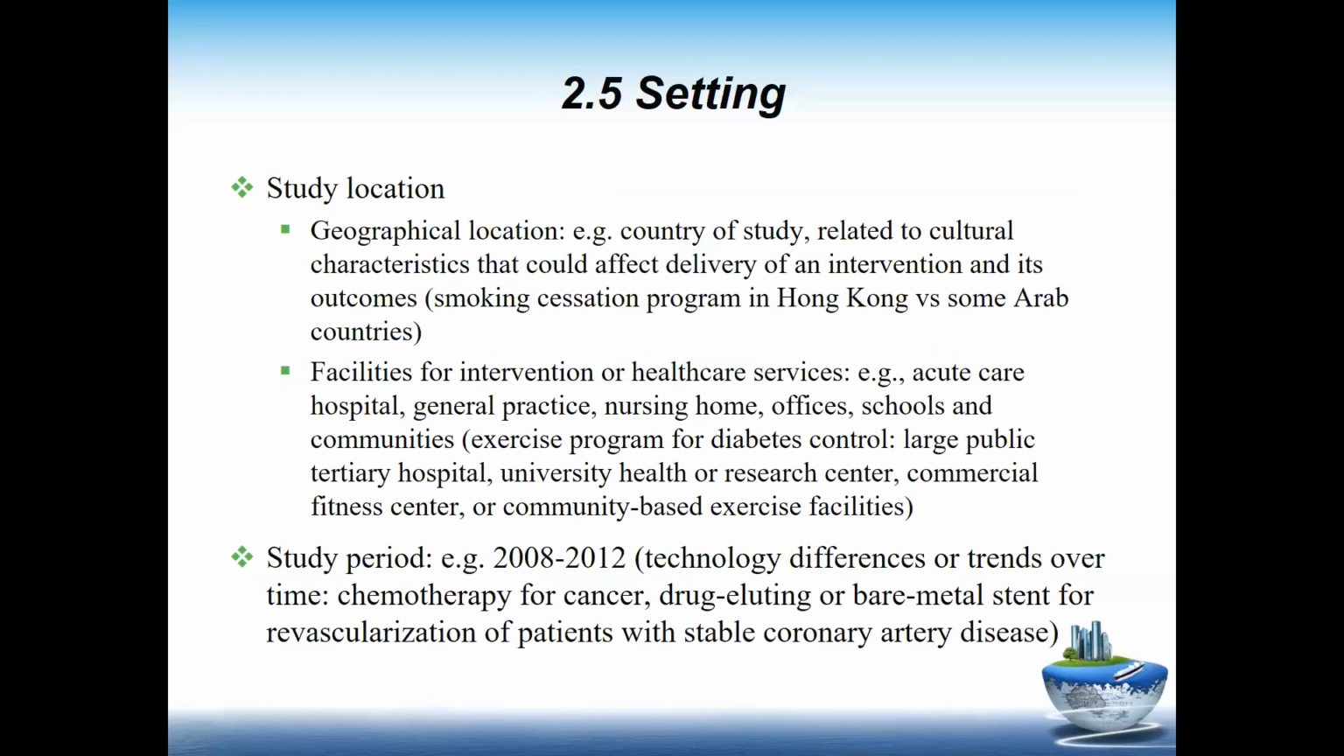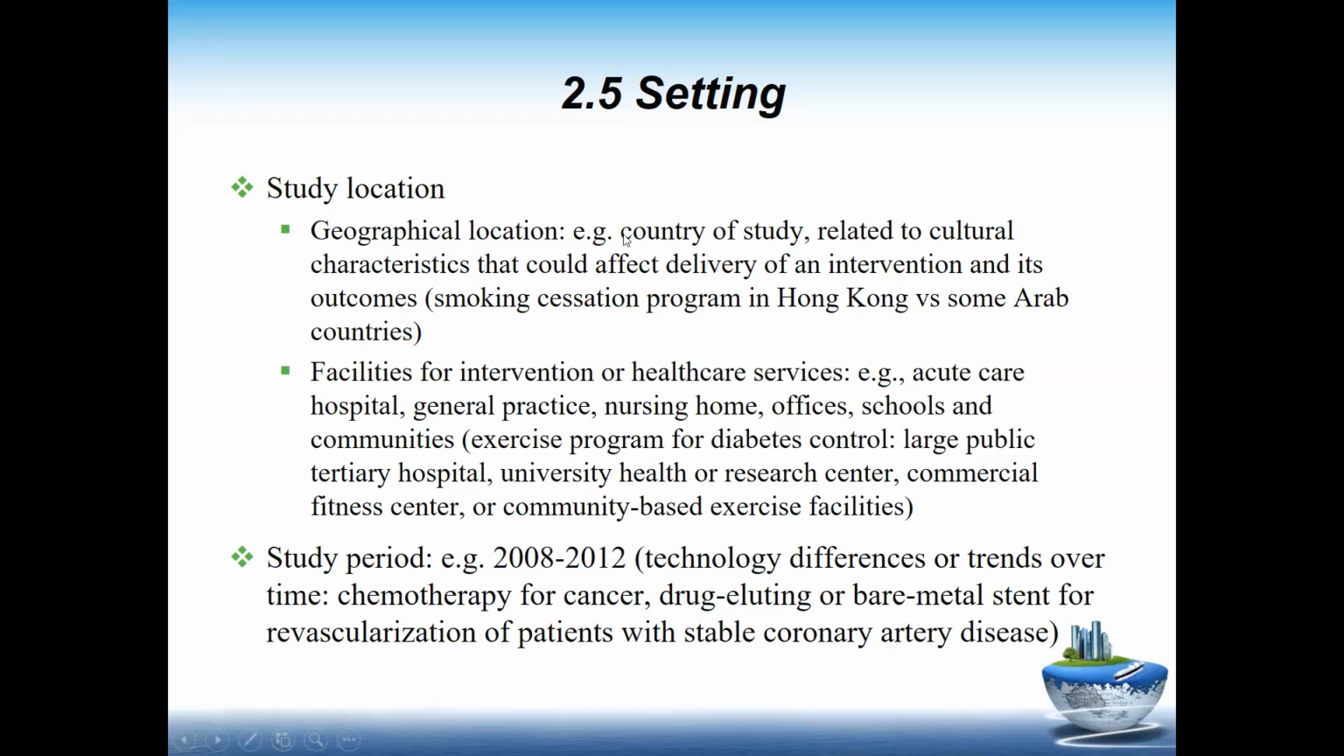The last part is setting. Okay. Some systematic reviews, setting is relevant. Okay, they are interested in the setting, but some systematic reviews, it is not relevant. Okay. Now let's say you are interested in the setting. So what kind of information do you need to extract?